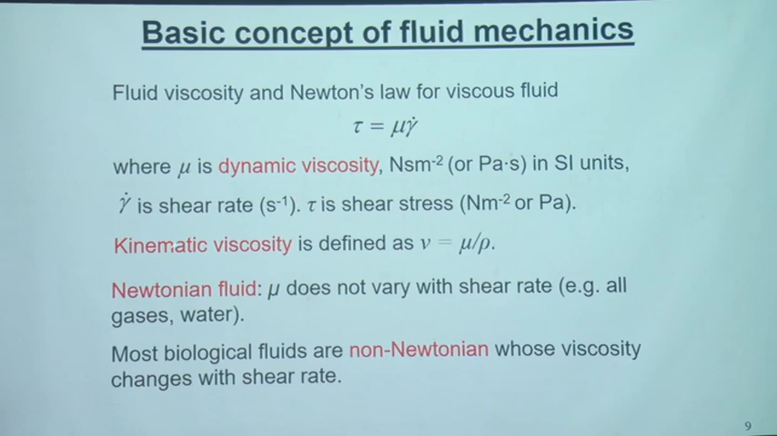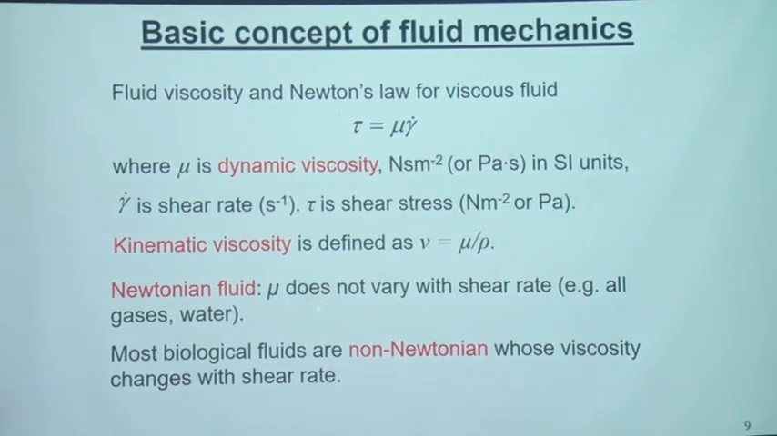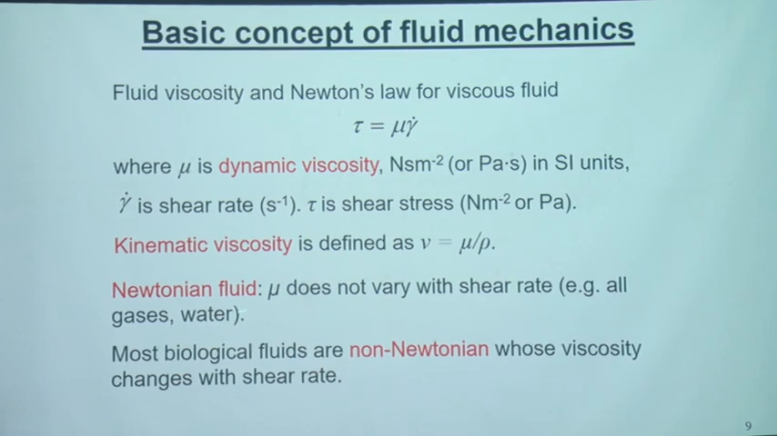And we sometimes also use the kinematic viscosity. Kinematic viscosity is usually denoted by nu, and that is just the ratio of the dynamic viscosity to the fluid density. So again, for the Newtonian fluid, the kinematic viscosity is also a constant. And usually for most of the commonly encountered fluids, like water and gases, they're treated as a Newtonian fluid because their viscosity does not change with shear rate.